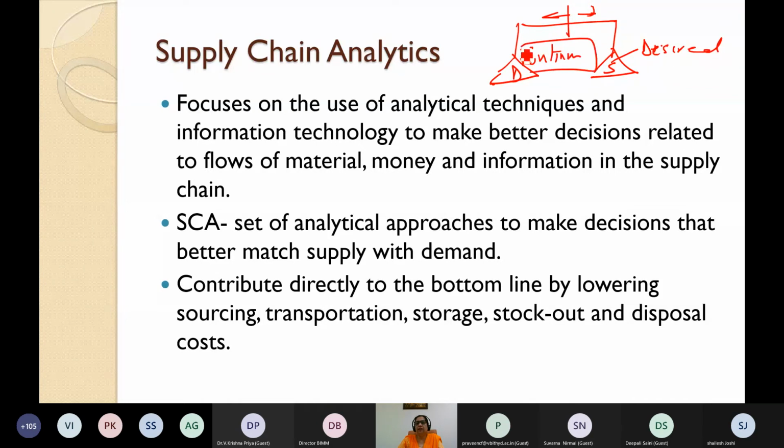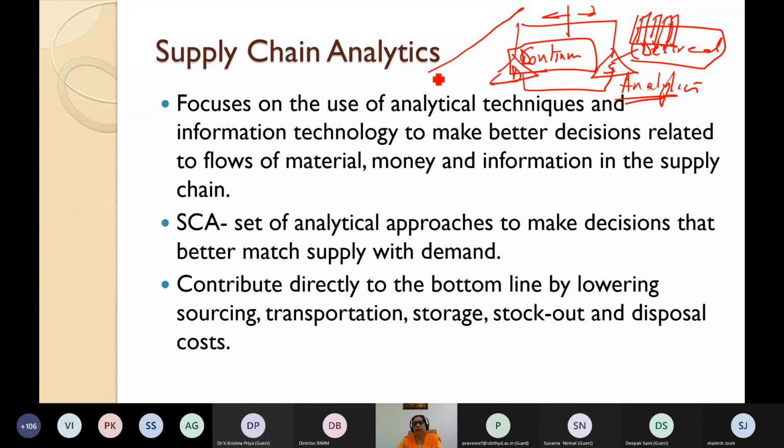So matching a continuous curve with a discrete curve is best possible through analytics. Because supply will always come in numbers, 10, 20, 10,000, 50,000, whereas your demand is continuous. It's a straight line, whereas your supply is, in January you will be receiving this much, in February you will be receiving this much, vis-a-vis your demand is per day. So that is a continuous curve.